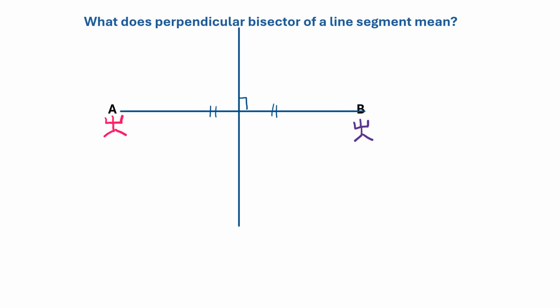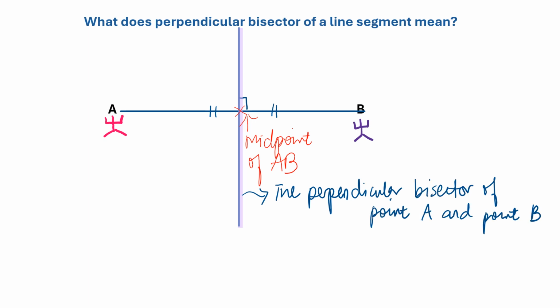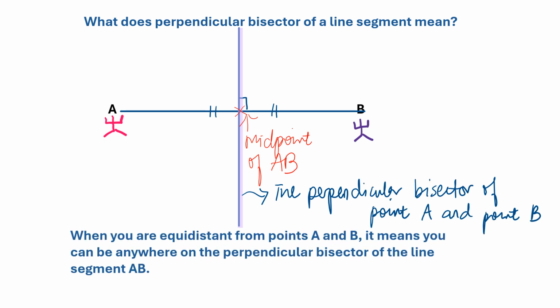Right, and in fact, this point here is the midpoint of AB. So therefore, if the question says that you need to draw a line segment that is equal distance from points A and B, then what they're referring to is that you need to draw the perpendicular bisector of the line segment that joins the 2 points. So in summary, when you're equal distance from points A and B, it means that you can be anywhere on the perpendicular bisector of the line segment AB.